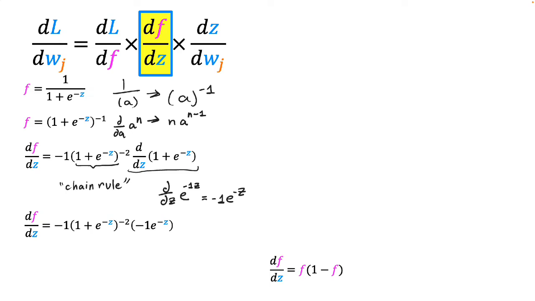So now we can rewrite the derivative of f with respect to z as this: minus 1 times 1 plus e to the minus z raised to the minus 2, so that hasn't changed. And now we replace the derivative with respect to z of 1 plus e to the minus z with minus 1 times e to the minus z.